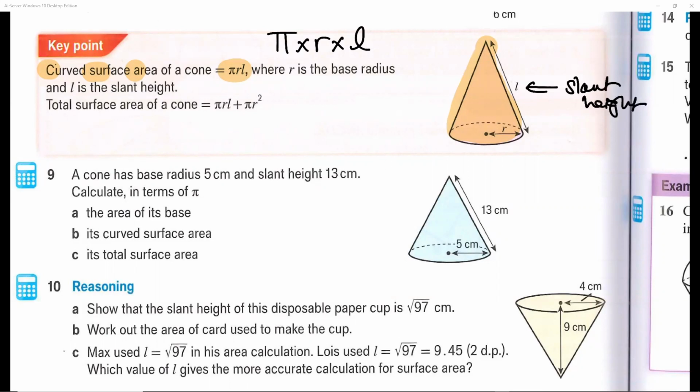If you don't know that, you've got to work it out. The total surface area is going to be what? It's going to be all the curvy bits plus the base. So it'll be pi RL plus pi R squared. Sorted?